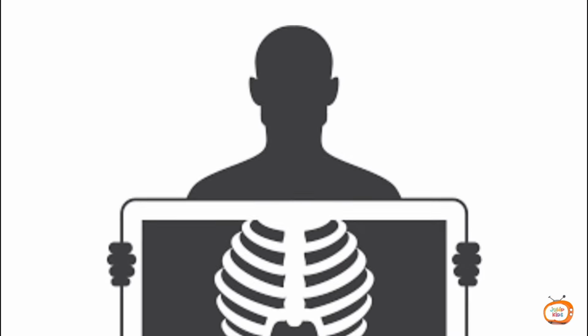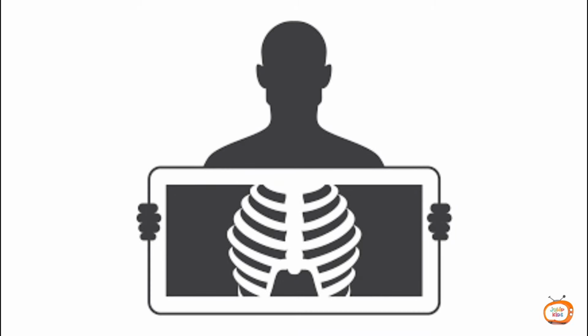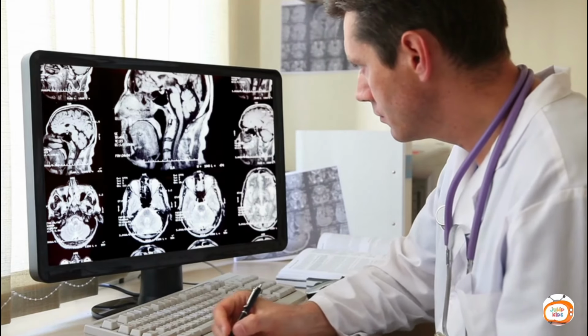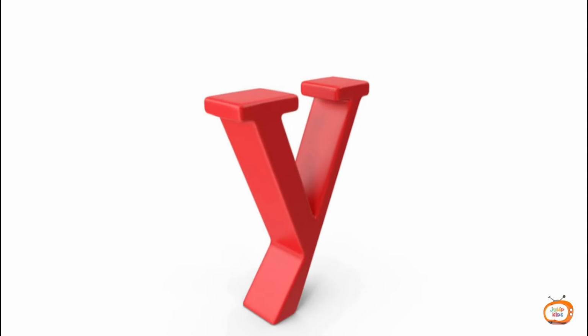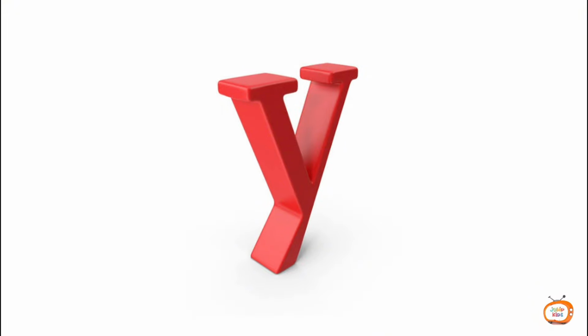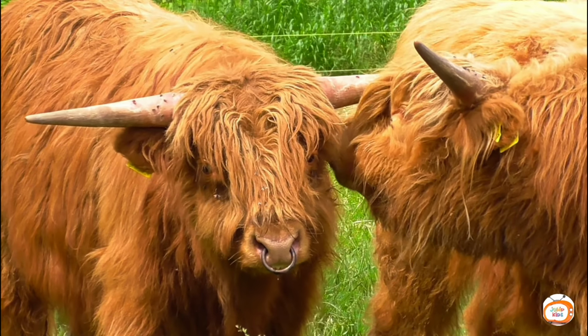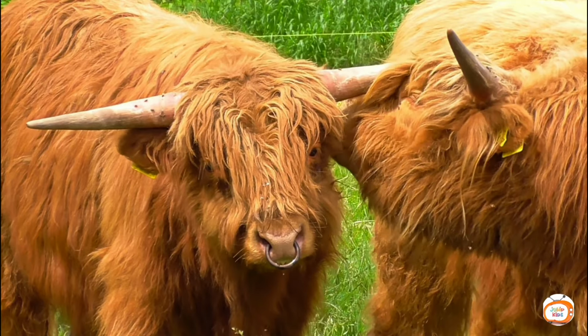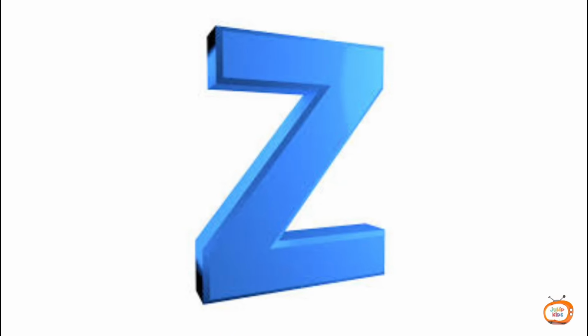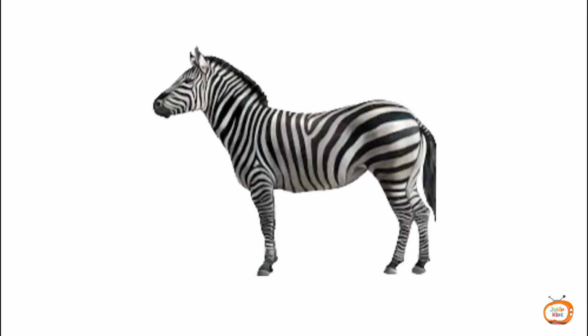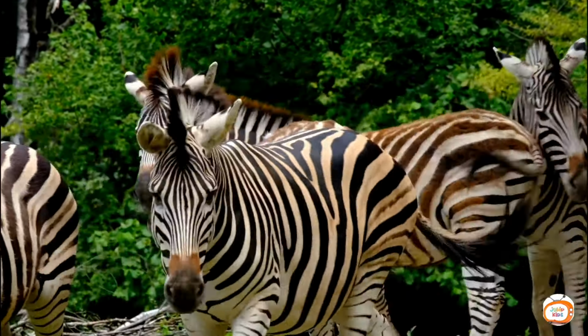X is for extra, X, extra. Y is for yolk, yo, yolk. Z is for zebra, Z, zebra.